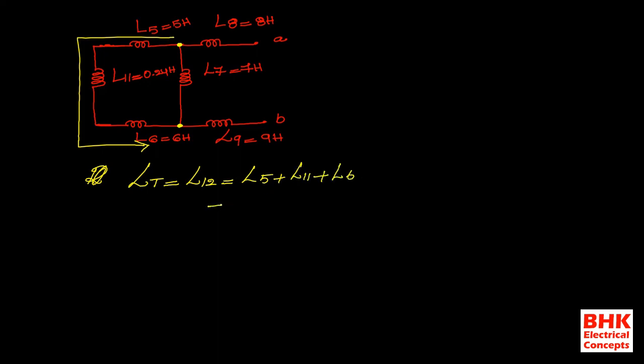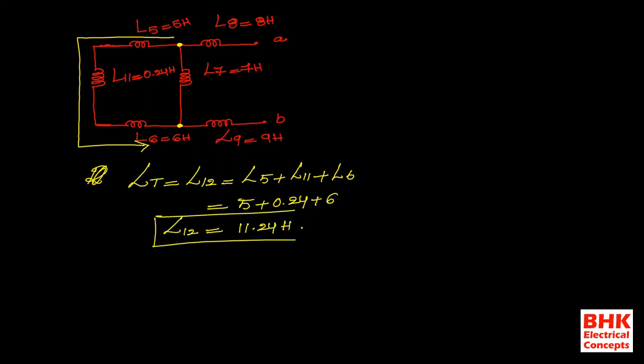Now we know that the L5 value is 5 henries, L11 value is 0.24 henries, and the value of L6 is 6 henries. Now here 5 plus 6, how much? 11. 11 plus 0.24 means 11.24 henries. This is the new value of inductance when finding the series combination of these three inductances. Okay, now this is clear.